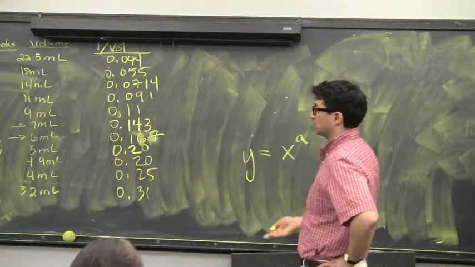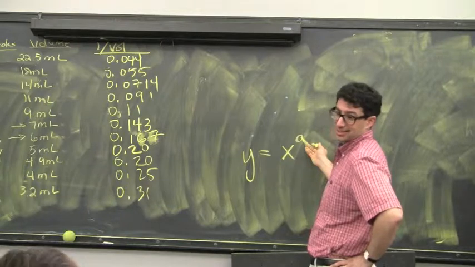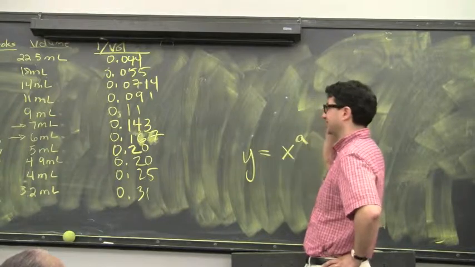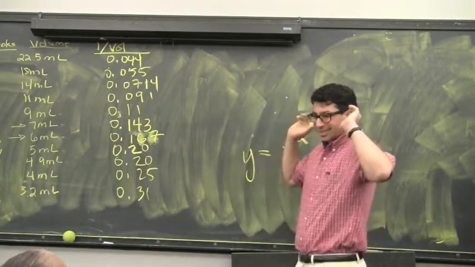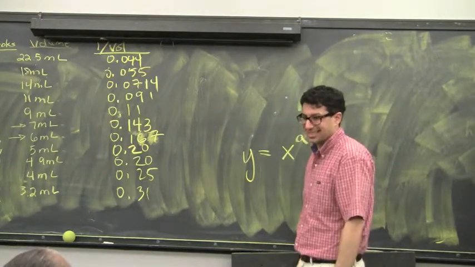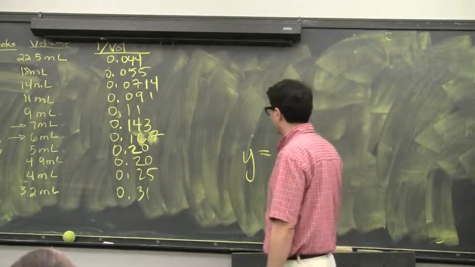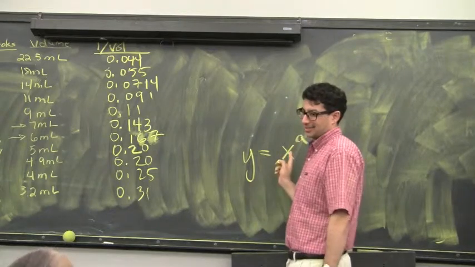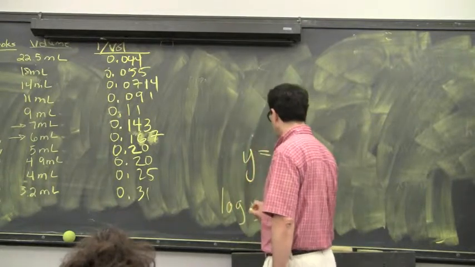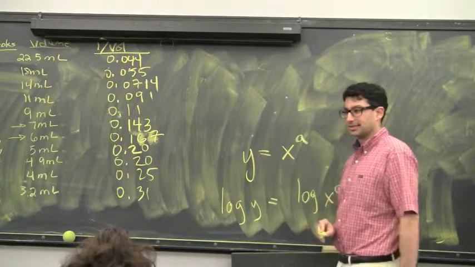So what we basically did is we just guessed that a was -1, and we got the straight line. What if I didn't want to guess? What if I thought, oh, maybe a is going to be some crazy number like 0.7? How would I ever find that? I'd be guessing all day, right? You wouldn't want to do that. So there's a systematic way to find a too, and that's to take the log of both sides. So if I take log y equals log x^a, okay?